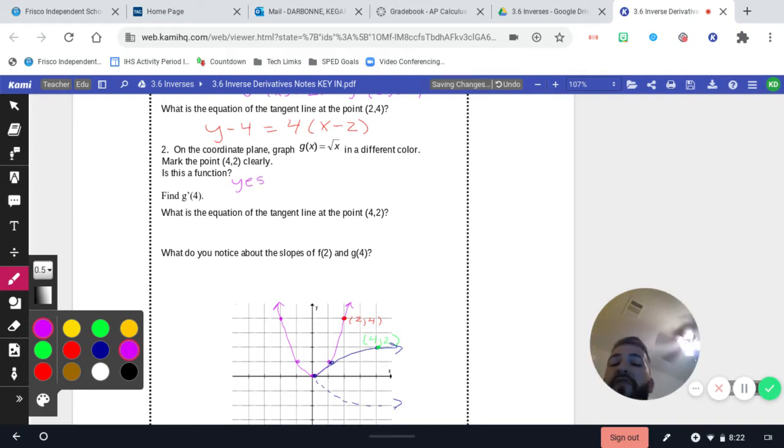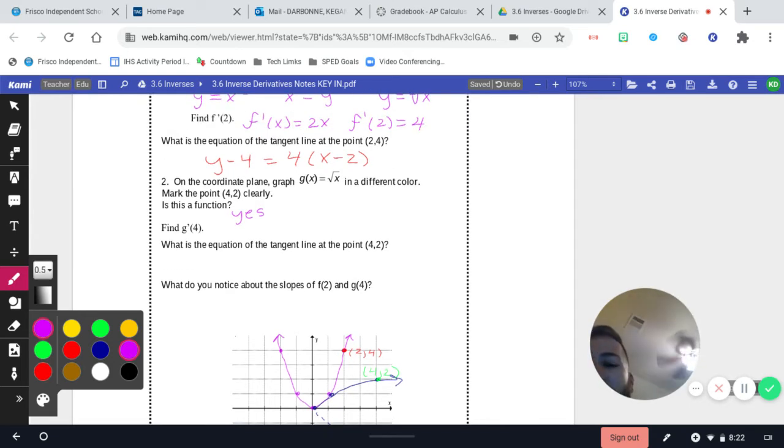Okay, so now we want to find g prime of 4. So g prime of 4, so once again, I'm going to find the derivative. So my function is g of x, so g prime of x is equal to 1/2, power comes down, x to the negative 1/2. And because I'm going to be plugging in, I'm going to simplify this to be 1/(2 square root of x). So g prime of 4 would be equal to 1/(2 times the square root of 4), which is equal to 1/(2 times 2), which is just 1/4.